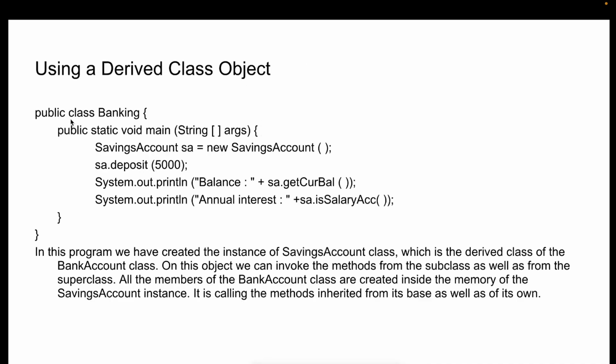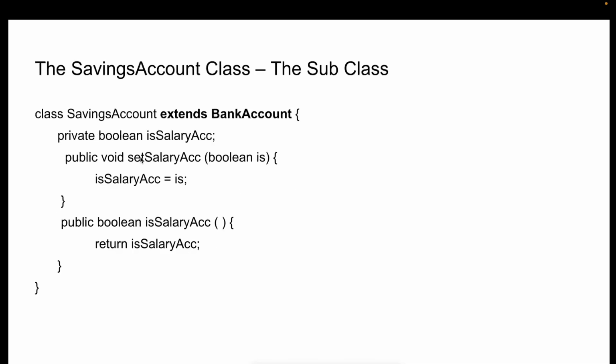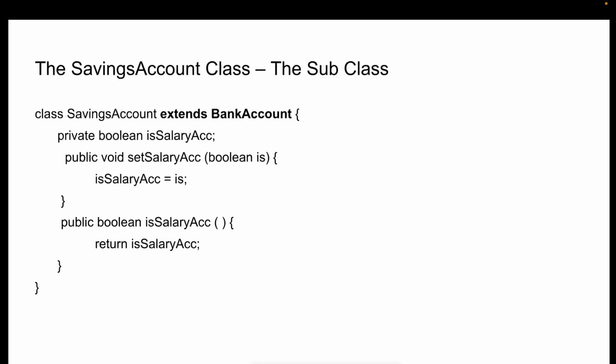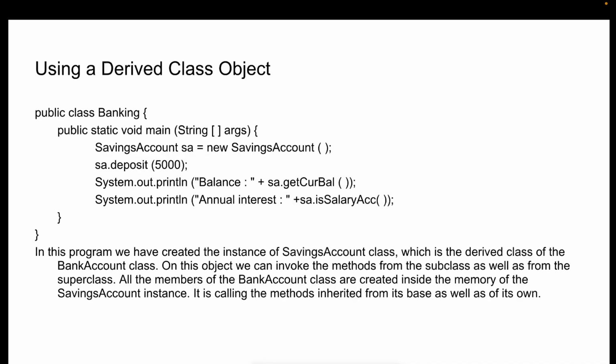So there is another class, where we are creating the object of the child class. We have seen two classes as of now. One was the bank account class, which was the parent class. Then there is this savings account class, which is the child class. Now this public class banking is some kind of test class, which we are using to create the objects and call the methods of those previous classes.